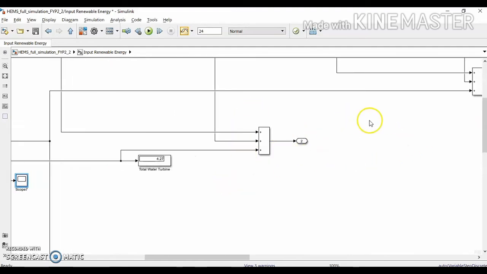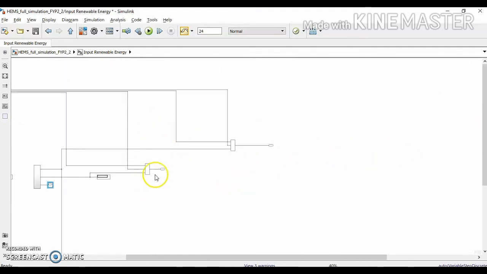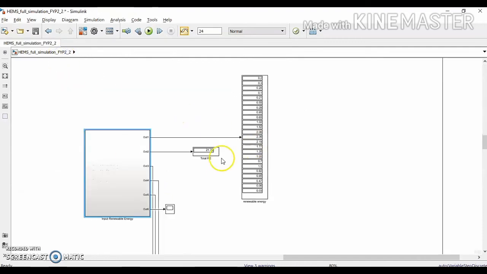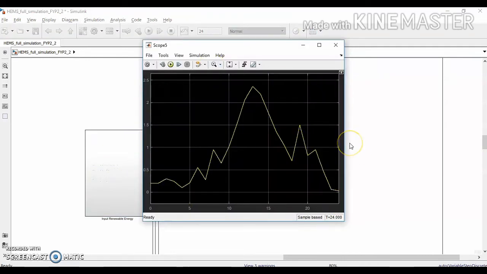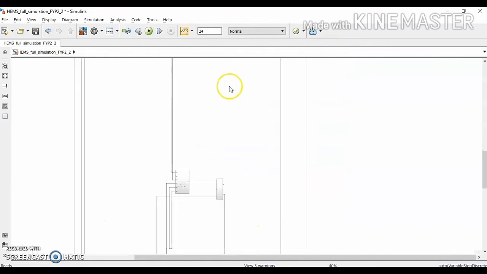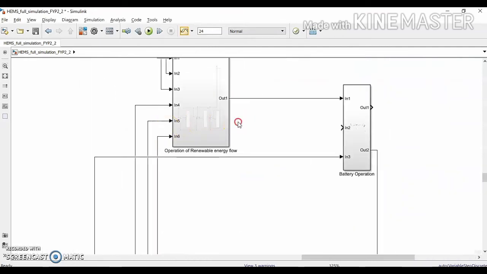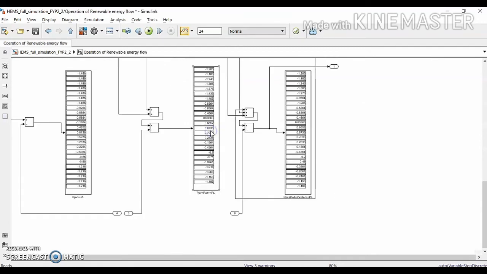So the total RE, this is the total RE after we added the PV, wind turbine, and water turbines. So actually the peak small renewable energy generation is at 1 PM. So this is the operation for the renewable energy flow.